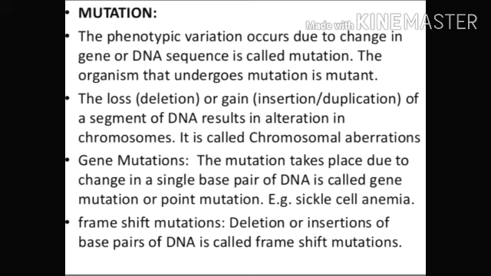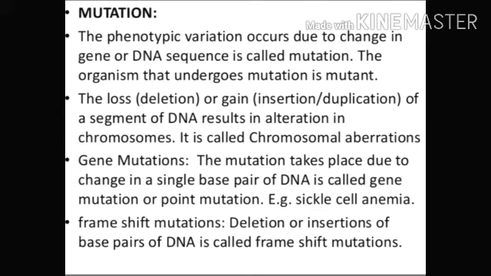The organism that undergoes mutation is called a mutant. There are different types of mutation. First is the deletion, loss, gain, insertion or duplication of a segment of DNA that results in an alteration in the chromosome. It is called chromosomal aberration.